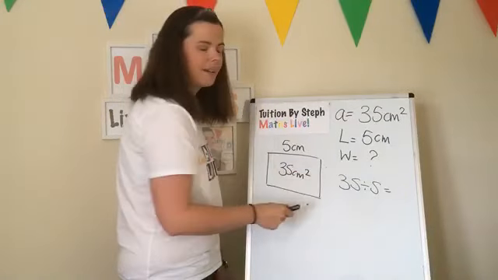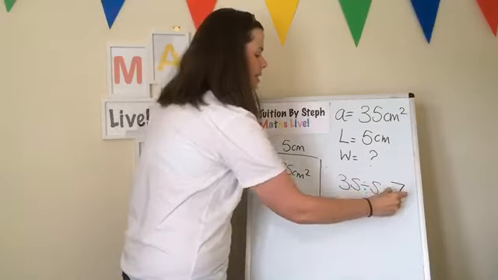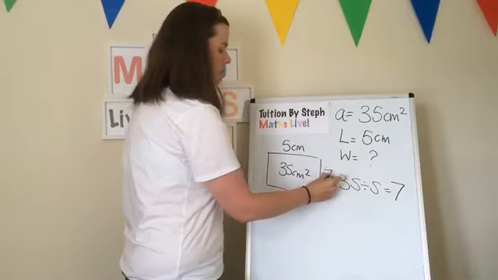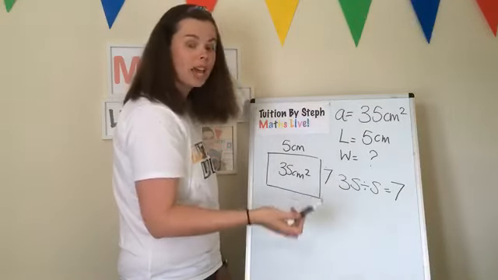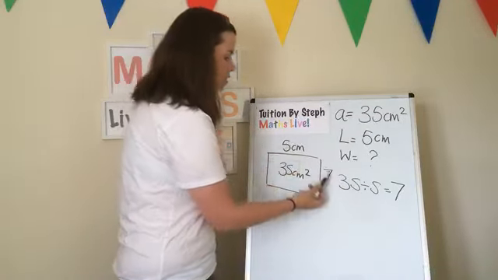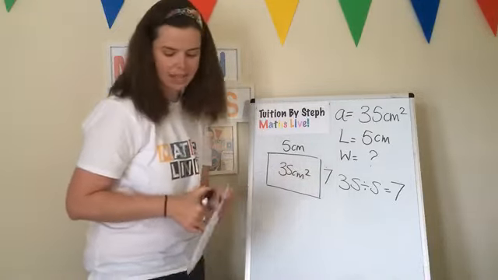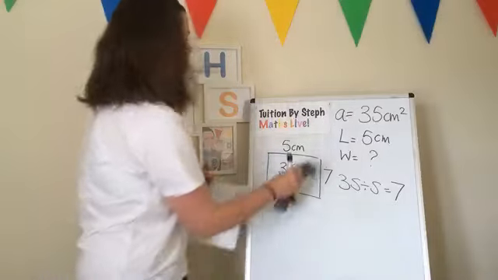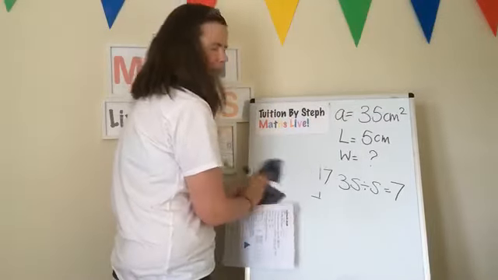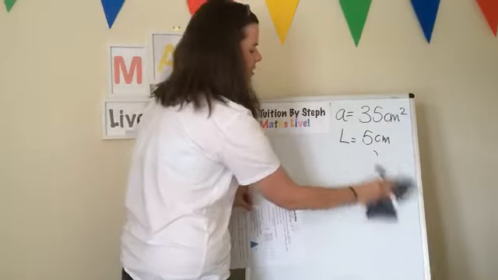So how many 5s are in 35? 7. So this side must be 7. Let's check it. Are 5 7s 35? Yes, it does work. Okay, so the answer to that one is 7. How are we getting on? Doing all right?